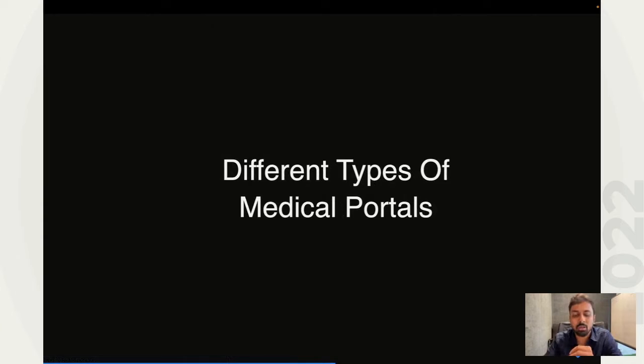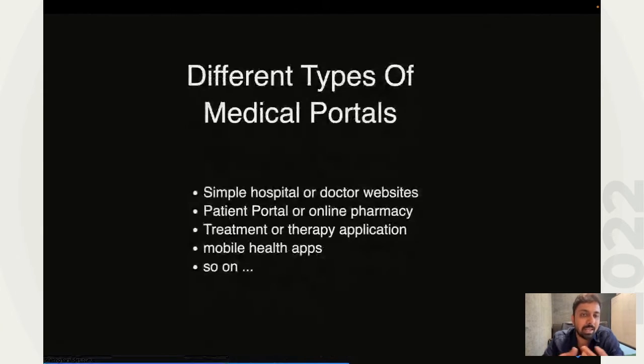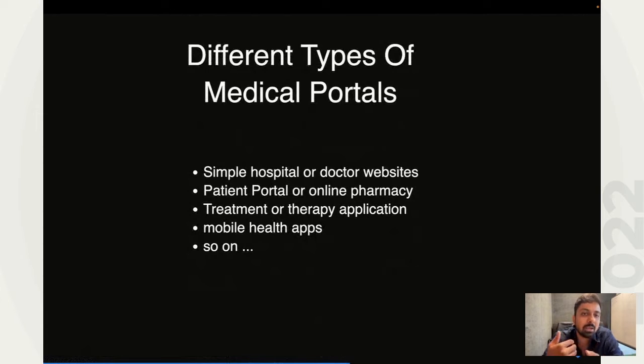Moving on, till now we have discussed what rules and regulations we need to follow, but how do we apply these rules? Basically, we have different web portals which the end user interacts with, and these can be as simple as a hospital or doctor website, or a bit more complicated like a patient portal or online pharmacy, treatment or therapy applications, mobile healthcare apps, or nowadays smartwatches. All these are the different modes on which we need to apply HIPAA compliance.